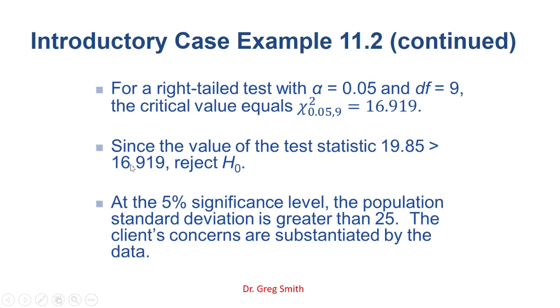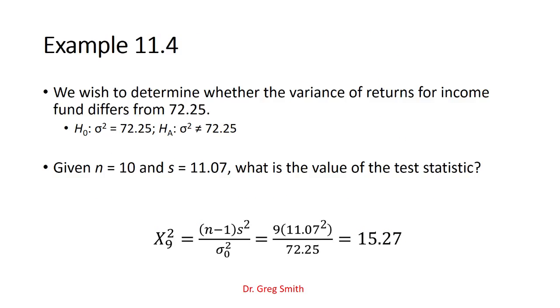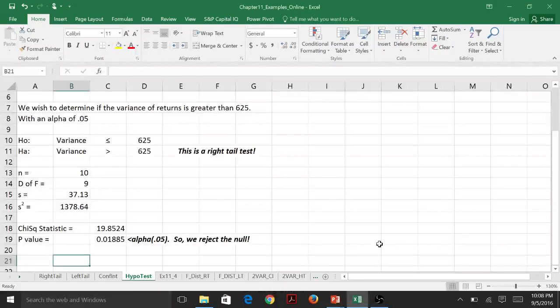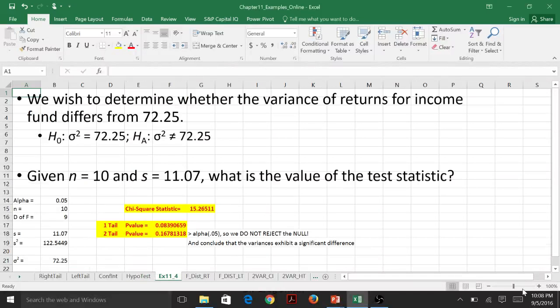Take a look at another one. We'd like to determine whether the variance of returns for income fund differs from 72.25. So is it the same or is it different? Here's my S, so I'm going to square it. Ratio the 72.25. Sample size is 10, so the degrees of freedom is 9. And my chi-square is 15. Again, it has to be a positive number. And if I take a look at that, blow this up a little bit.